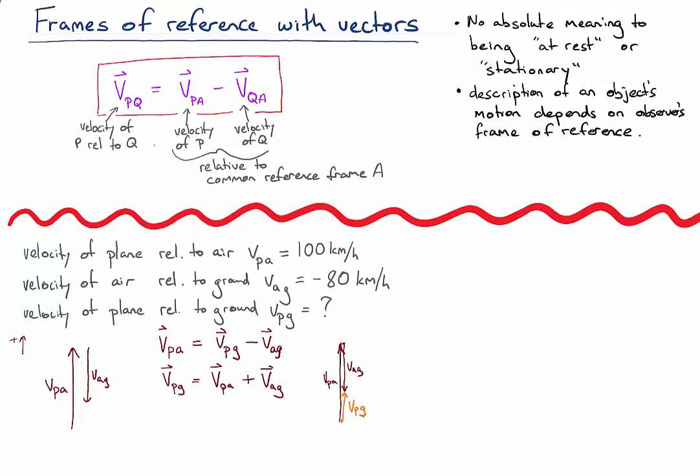And if you look at the sizes of those vectors, this was of course 100. This was 80 going down, it was in the negative direction. Slightly not to scale, this diagram, I apologise. This velocity of the plane relative to the ground will obviously be 20 kilometres per hour. Which, as you saw in the previous video, you can do using the common sense method.